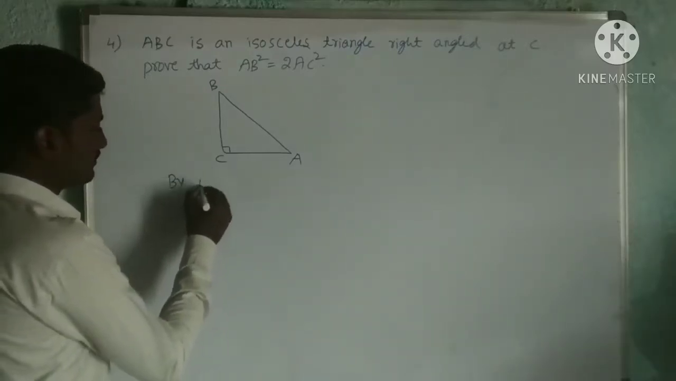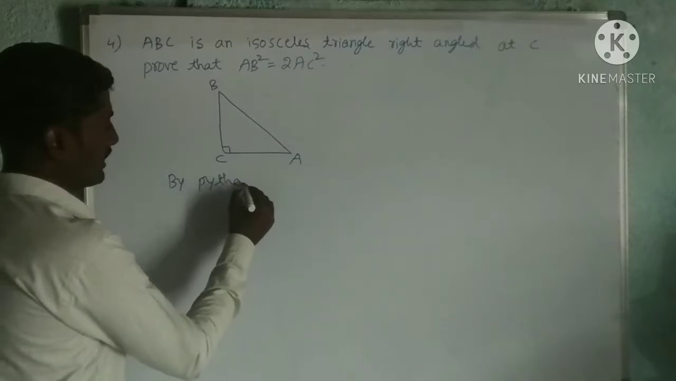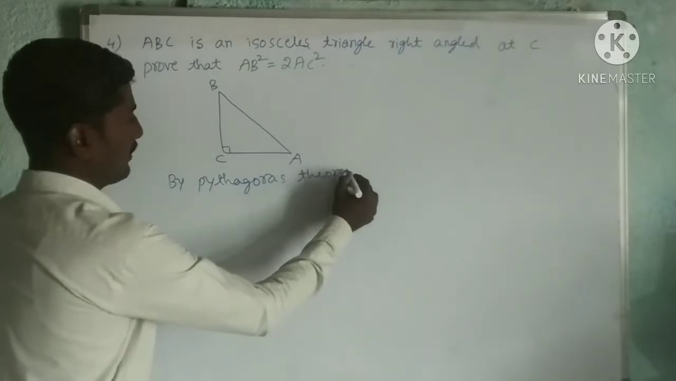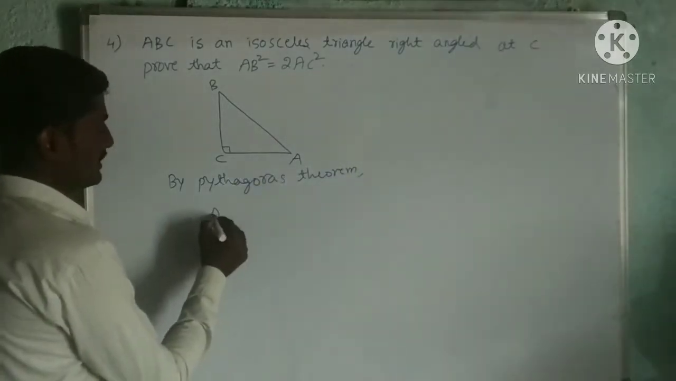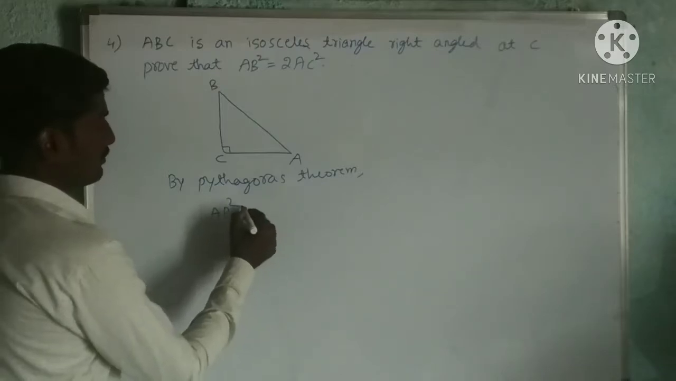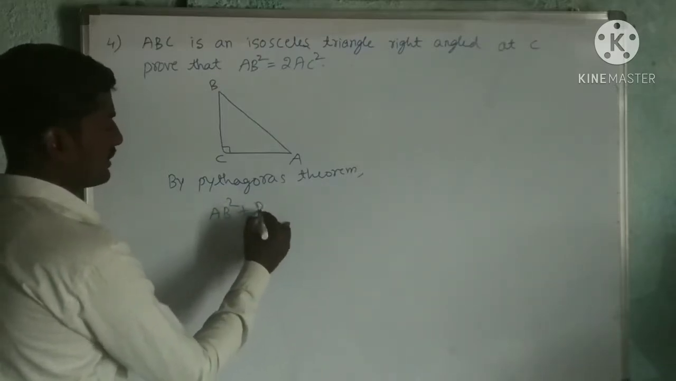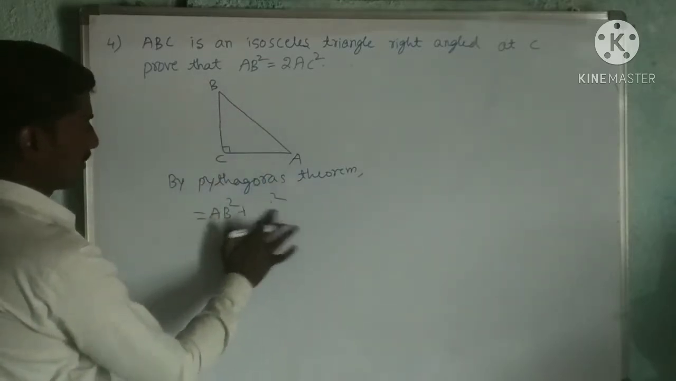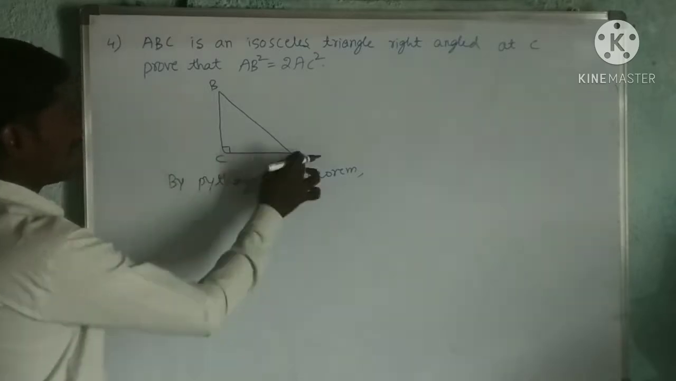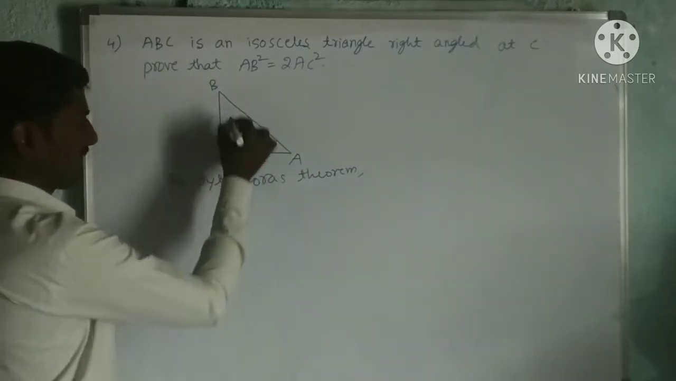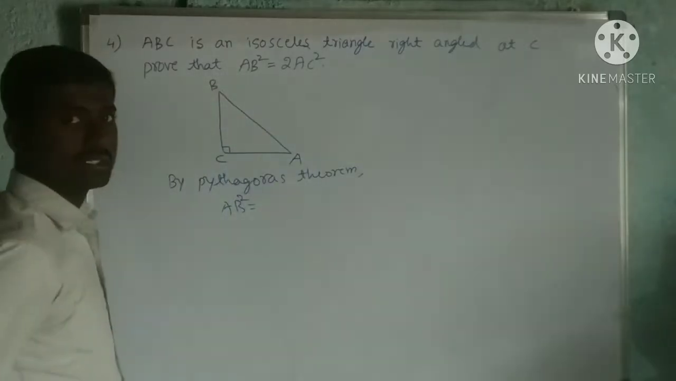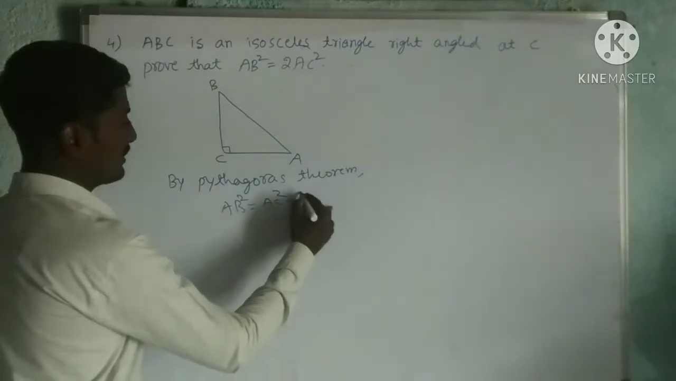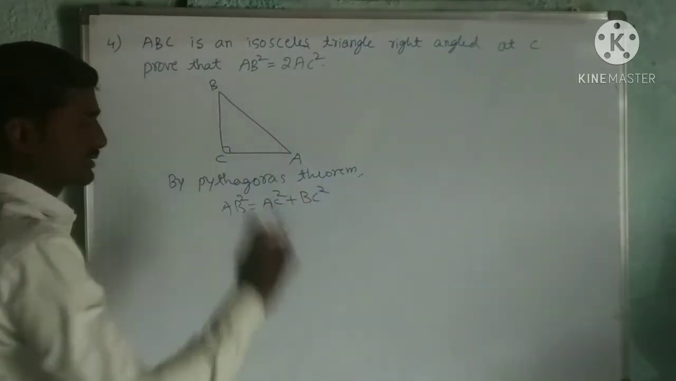By Pythagoras theorem, what can I write here? AB square is equal to, for this triangle, hypotenuse square is equal to AC square plus BC square.